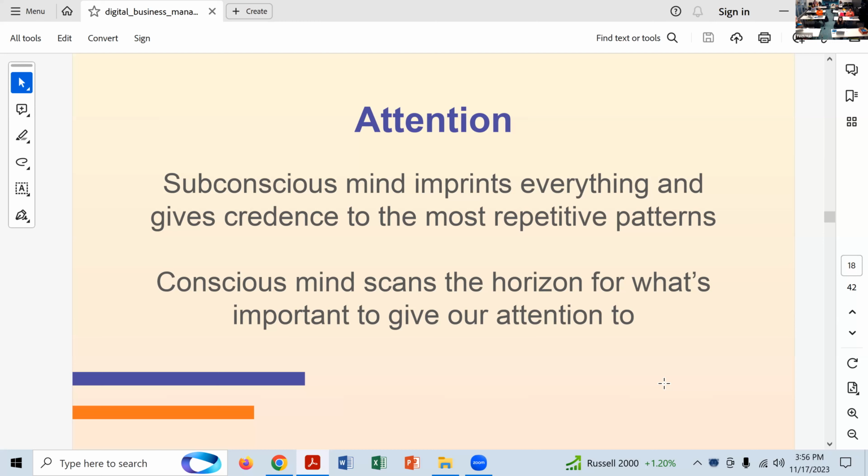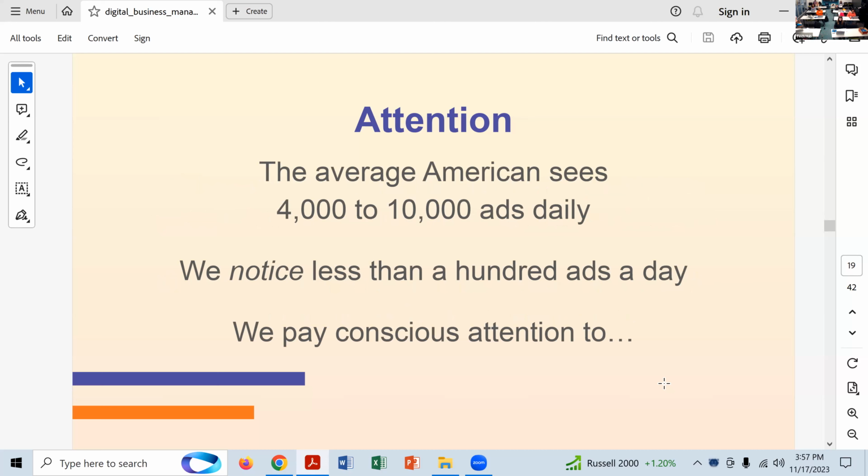And that's not the way small businesses advertise. Small businesses go to the conscious mind, because it's too expensive to rise to the top of the most repetitive patterns being imprinted on people's subconscious. The conscious mind scans the horizon for what's important to give our attention to. The average American sees 4,000 to 10,000 ads every day. The subconscious notices it all, but we notice less than 100, and pay conscious attention to how many? So do you remember any ads you saw today?